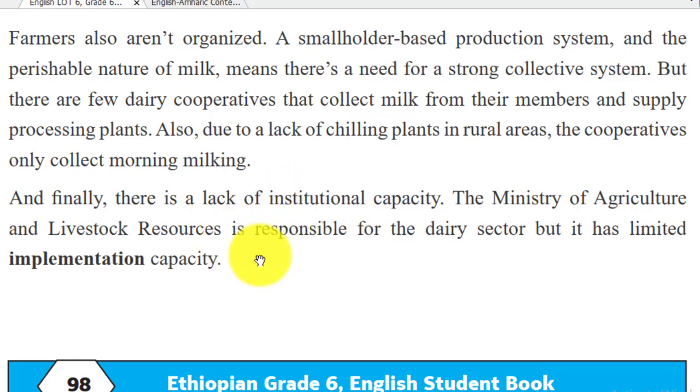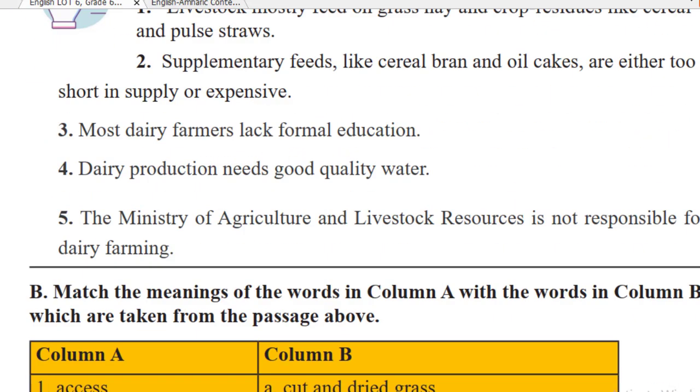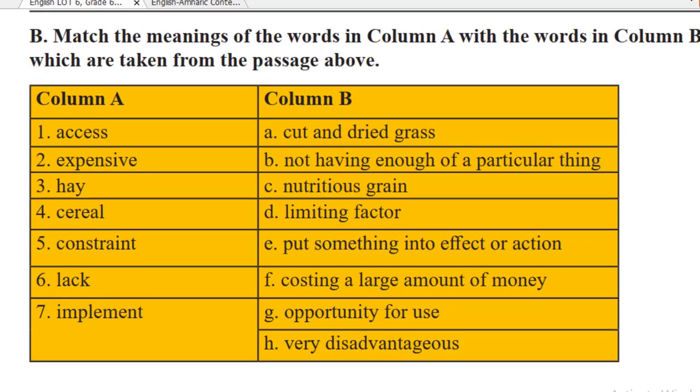responsible ነው እንጂ is not responsible አይደለም ማለት ነው. It's a way we check our understanding. እንግዲህ አንደርስታንዲንጋችንን በዚህ መልኩ ነው ቼክ የምናደርገው ማለት ነው. The second one, B: match the meanings of the words in column A with the words in column B. Matching ነው, because these words are taken from the passage, they are already written in bold.